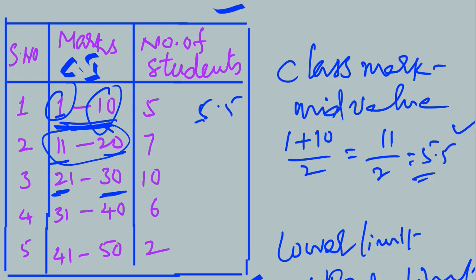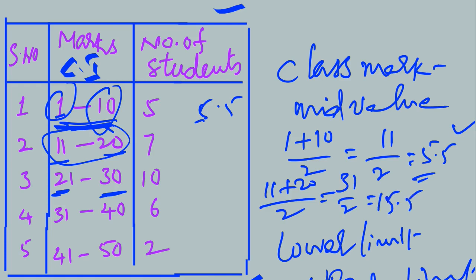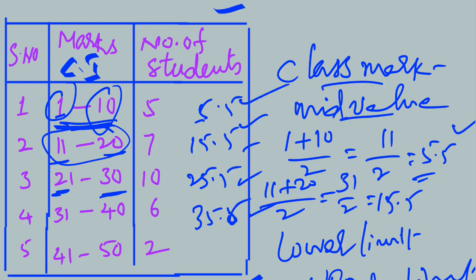So what will be the mid value of the second class interval? Simply 11 plus 20 by 2, that is 31 by 2, which is 15.5. This is the mid value, 15.5. What about 21 to 30? We'll get 25.5, and then 35.5. These are all mid values. Sometimes they ask to find the class marks. Class mark is nothing but mid value. In this way you can find the mid values, the class marks, also.